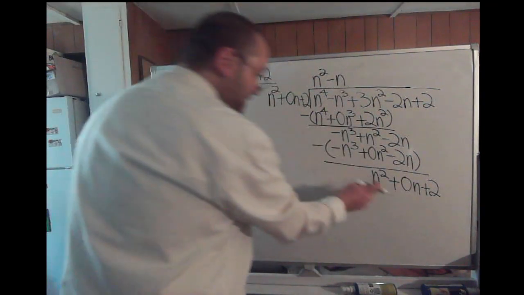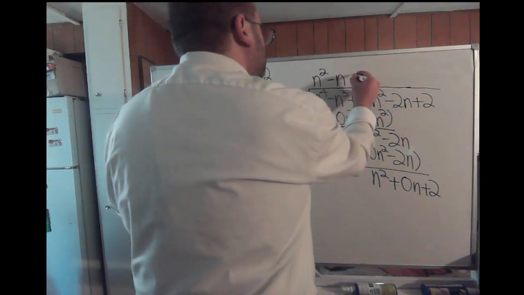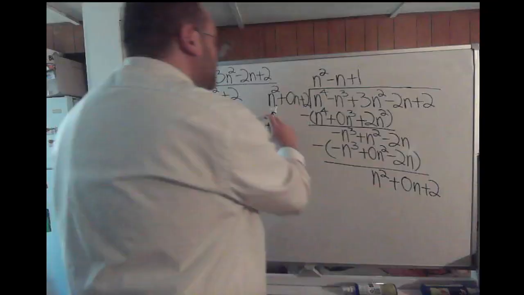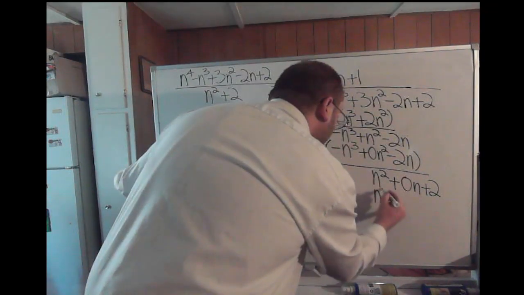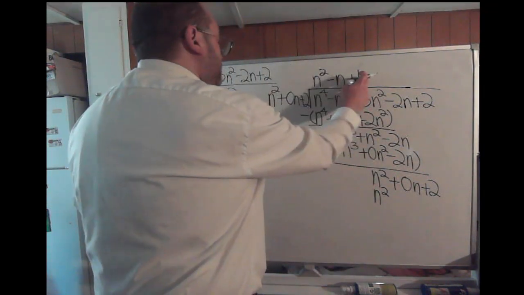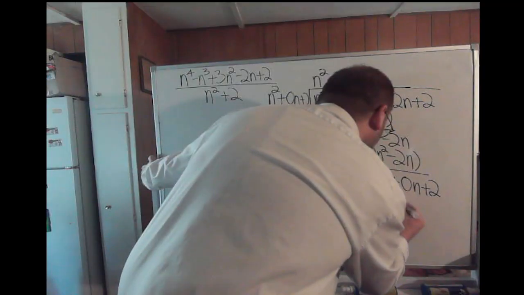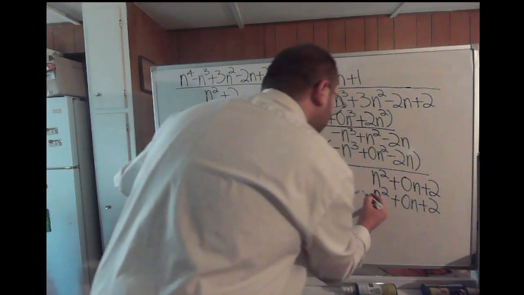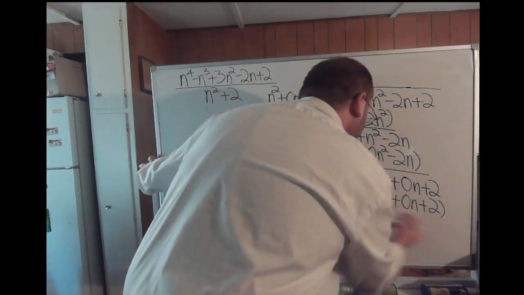So n squared times what equals n squared? Well, that would just be plus 1. Now 1 times n squared, that's going to be n squared. And then you have 1 times 0n, well, that's 0n. 1 times positive 2, well, that's positive 2. So you'll subtract this whole quantity from the dividend.